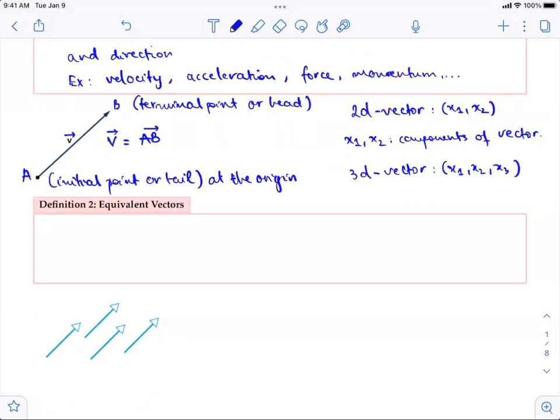The next definition is equivalent vectors. Vectors with the same length and direction are called equivalent vectors.